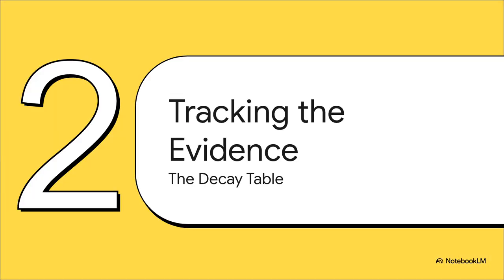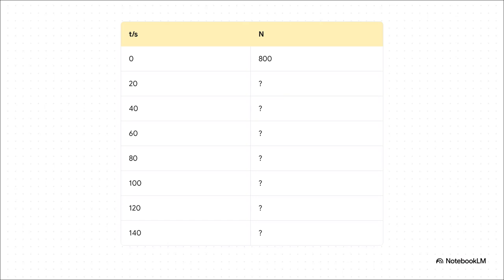So, we've got our key clue. Now it's time to actually start tracking the evidence. What we need to do is predict how our sample of Americium-234 is going to change over time, second by second. Okay, think of this as our official evidence log. At time 0, the very beginning of our investigation, we have a sample of exactly 800 undecayed nuclei. But what about after 20 seconds? Or 60? Or 100? Right now, all those spots are blank.